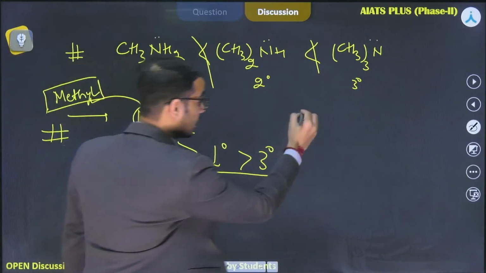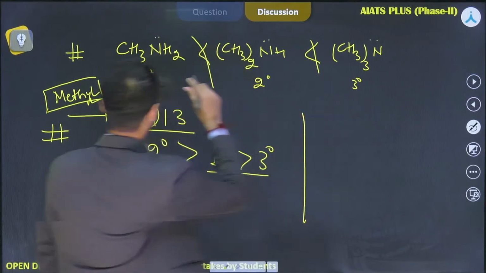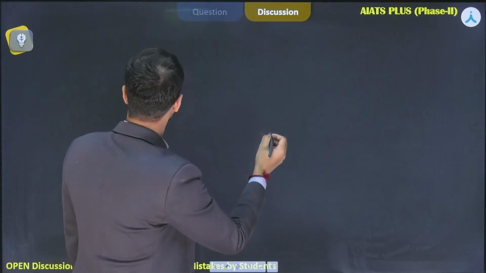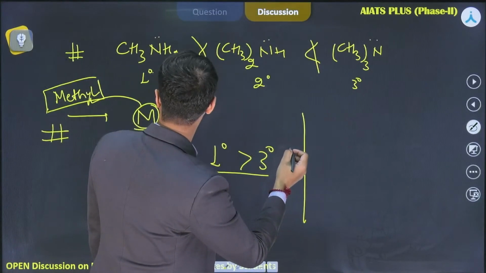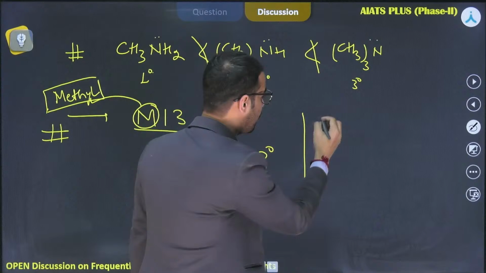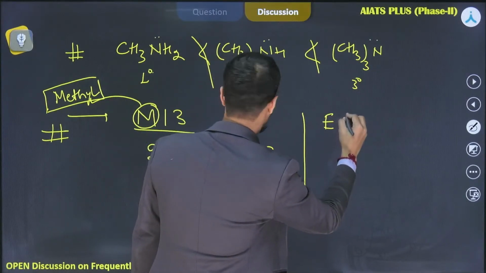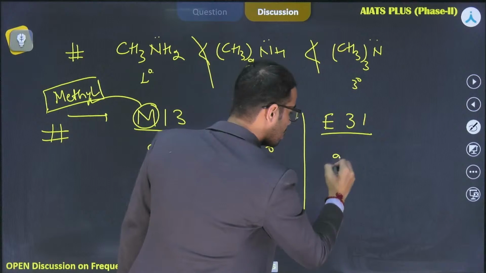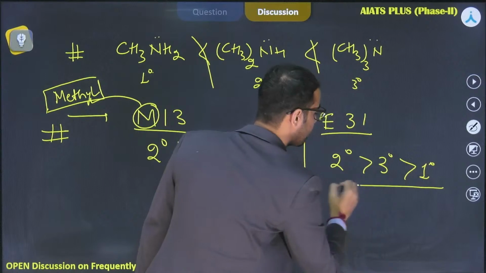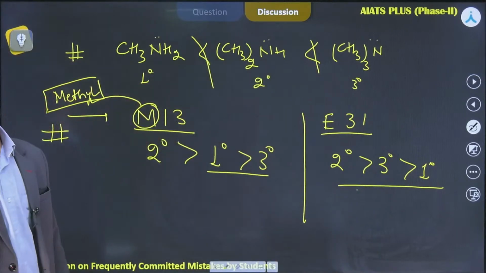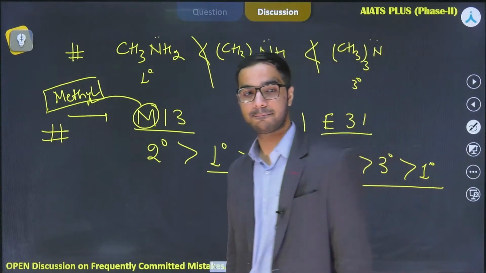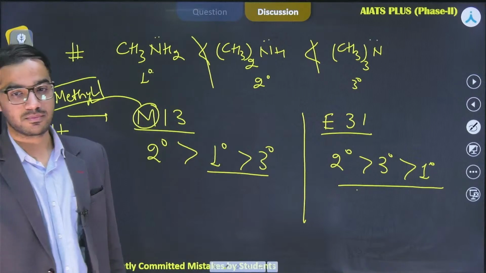And if you are taking ethyl, if you are replacing the methyl with ethyl, you will get the order E31. It means 2 degree amines are greater than 3 degree, then 1 degree. This will be the case in this particular question. Is it clear?